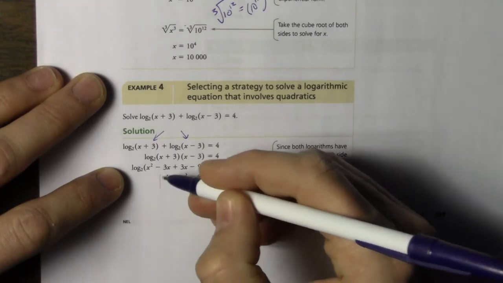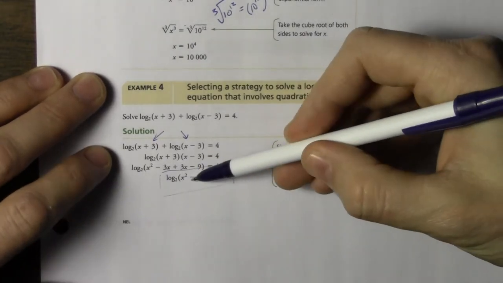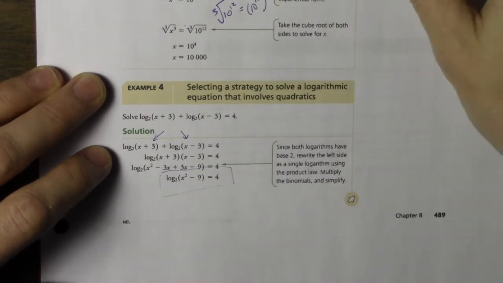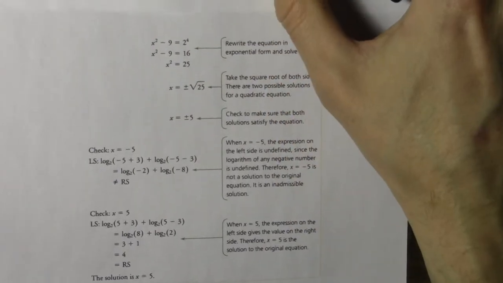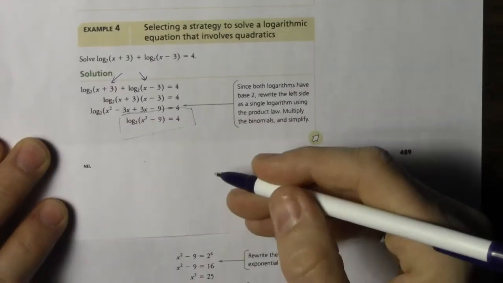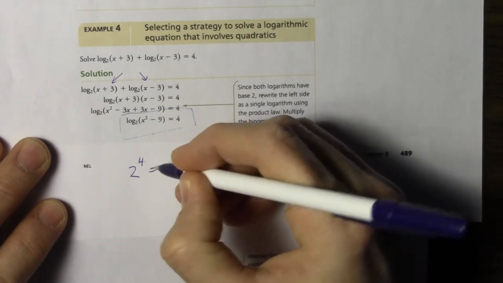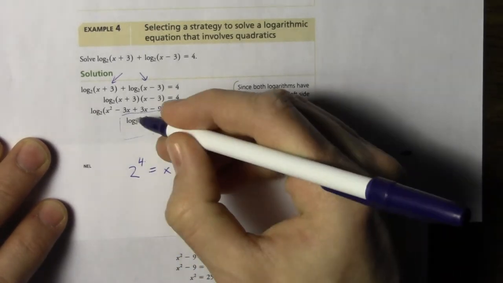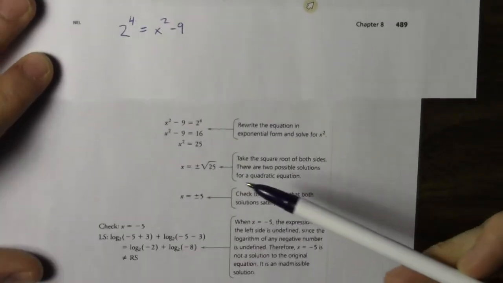And so we have log x squared minus 9 is equal to 4. So again, logarithm on one side, number on the other, you're going to change that into an exponential equation. I think they missed a step here. So from this step here, you would say 2 to the exponent of 4 is equal to x squared minus 9, right? The base 2 to this exponent is equal to this. Okay, that's where that comes from.